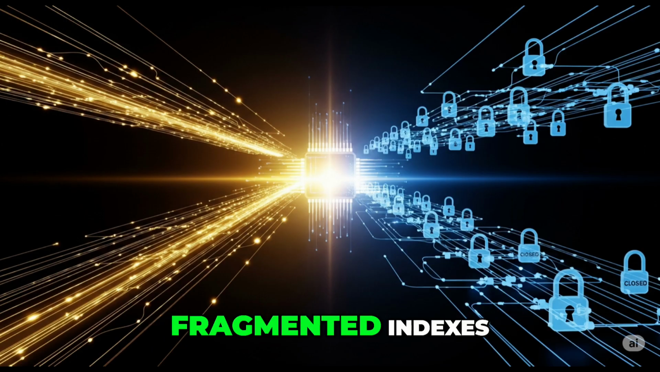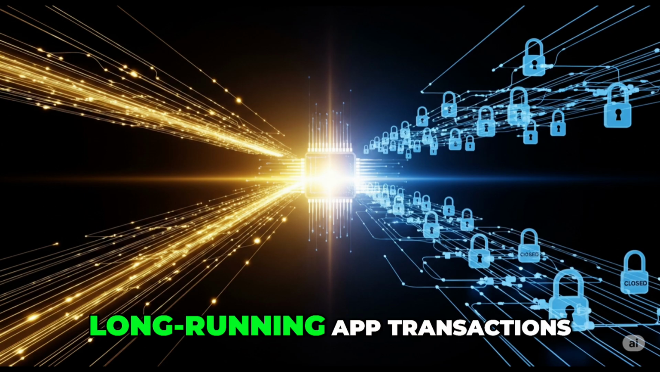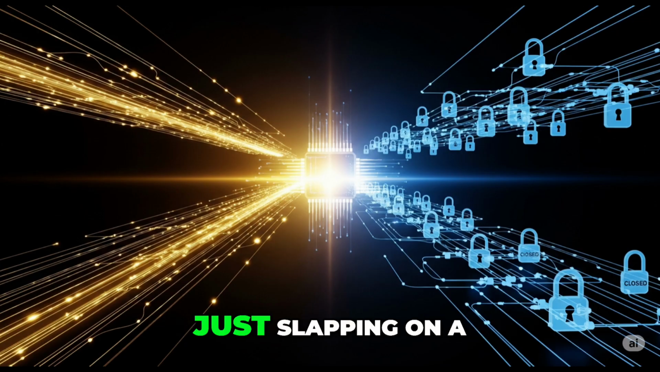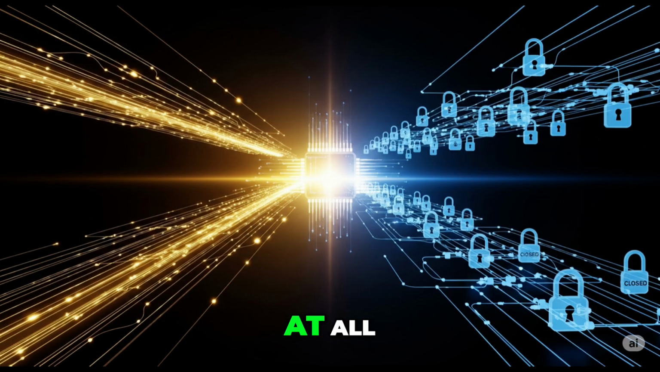Always investigate the fundamentals first: missing indexes, fragmented indexes, outdated stats fooling the optimizer, poorly written queries, long-running app transactions. Fixing those root causes is nearly always better and more sustainable than just slapping on a locking hint band-aid. Hints are precision tools, use them surgically if at all.